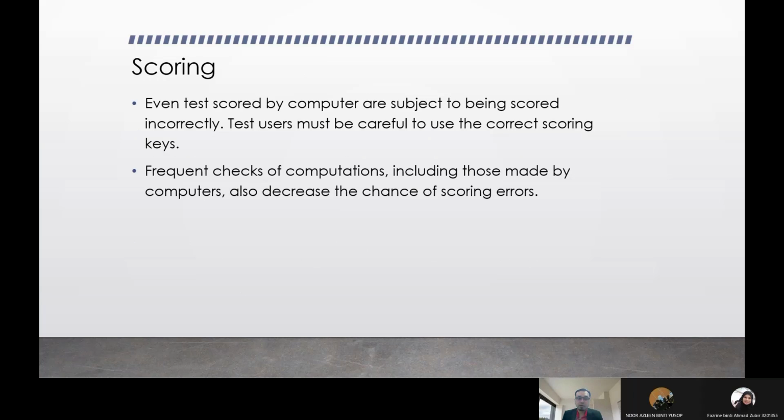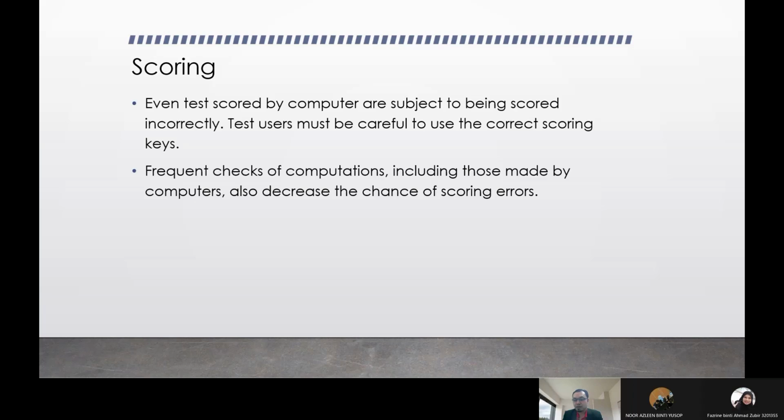Scoring: even tests scored by computer are subject to being scored incorrectly. Test users must be careful to use the correct scoring key. From my previous experience, even though we use computers, in terms of data entry, the one doing it is still human. Although we use computers for data analysis, when we key in data we cannot avoid using human resources. So when keying in data, there will be a possibility of error too, because we are human and cannot avoid human error.